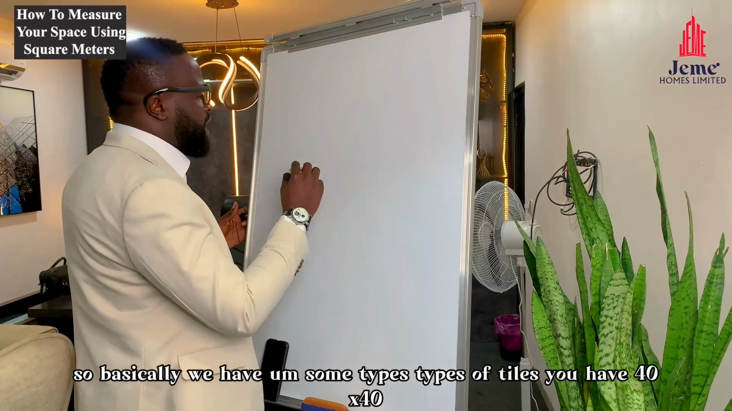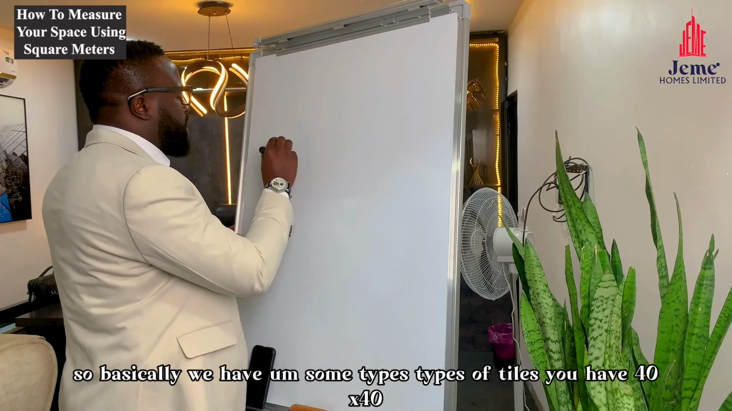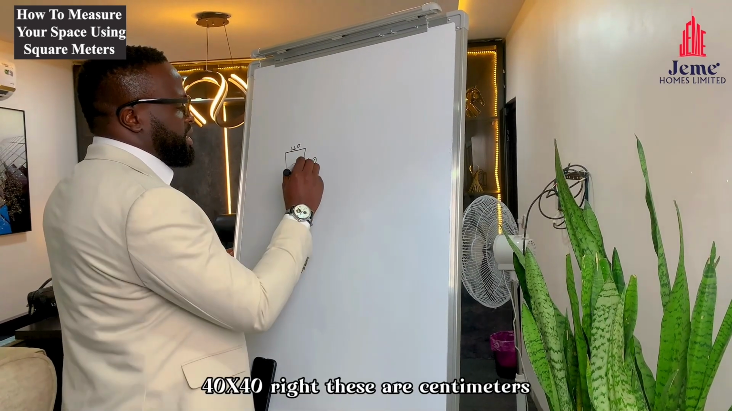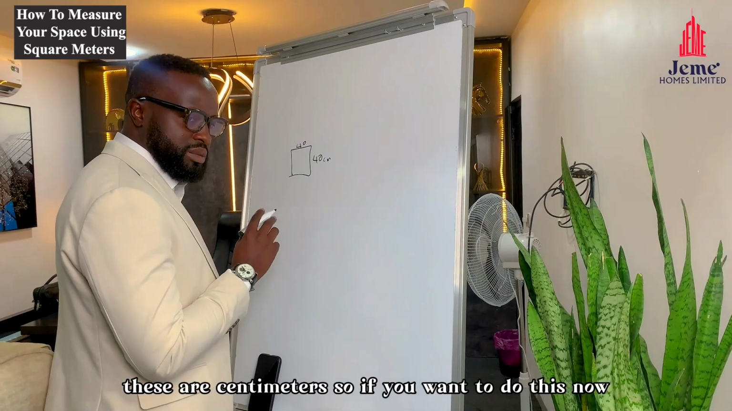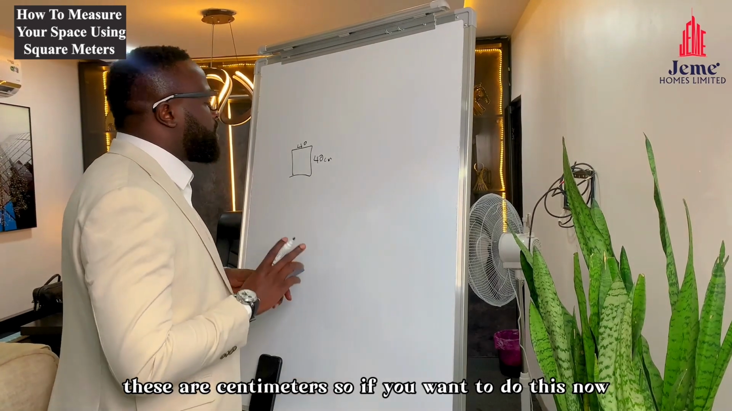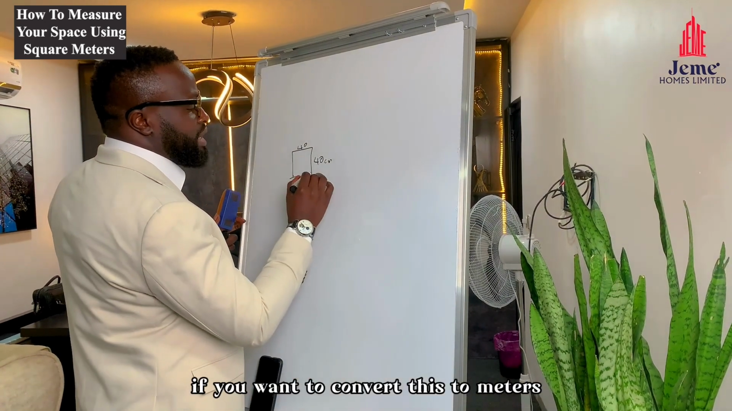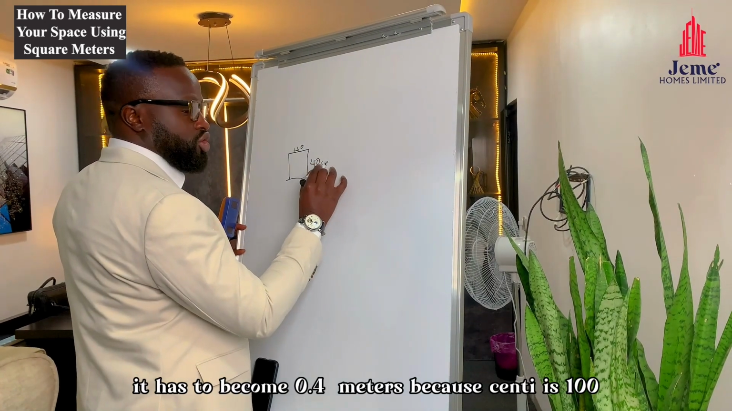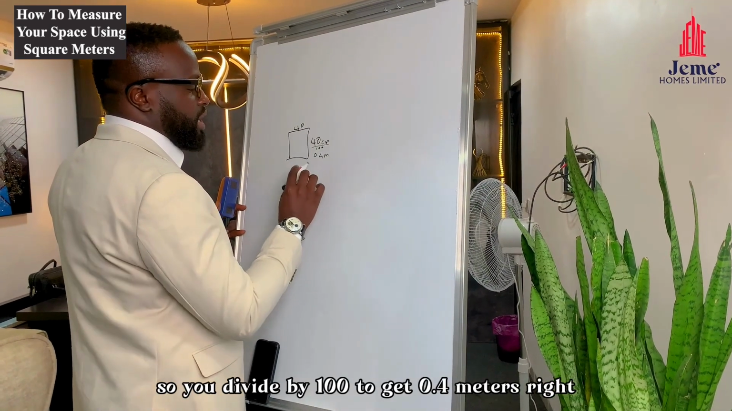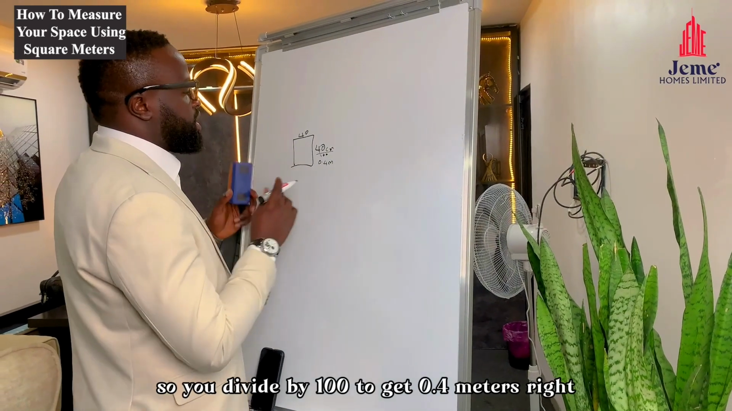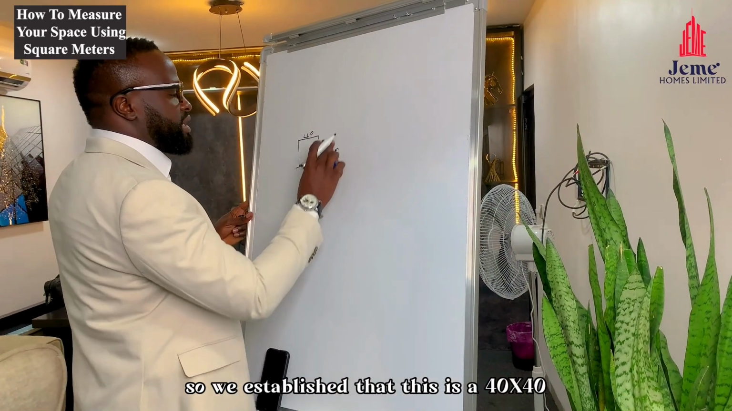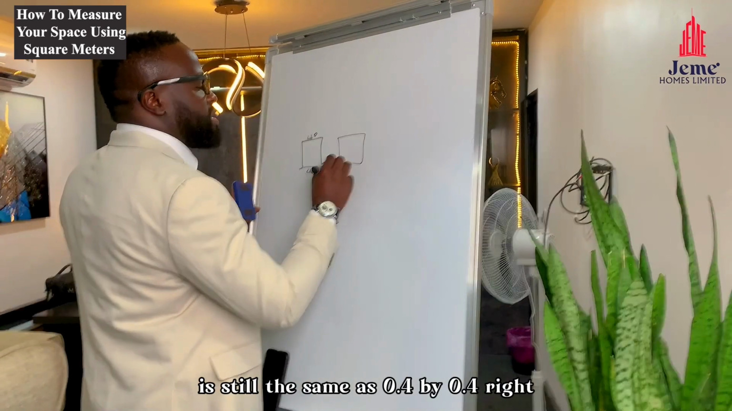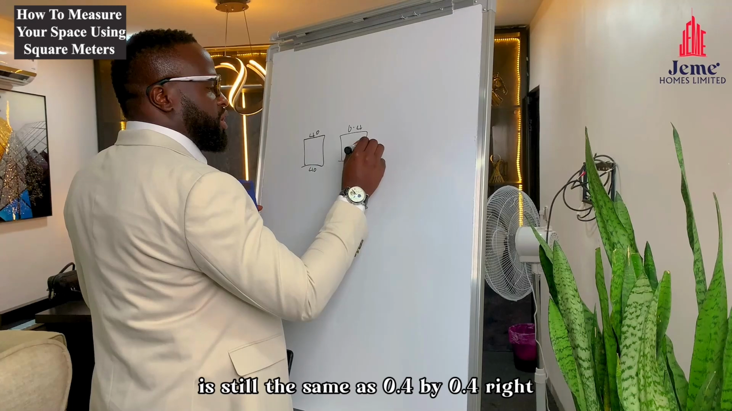So basically we have some types of tiles. You have 40 by 40. These are in centimeters. So if you want to convert this to meters, it has to become 0.4 meters, because centi is 100. So you divide by 100 to get 0.4 meters, right? So we established that this is a 40 by 40 tile, which is still the same as 0.4 by 0.4.